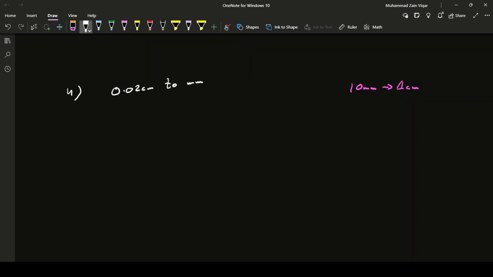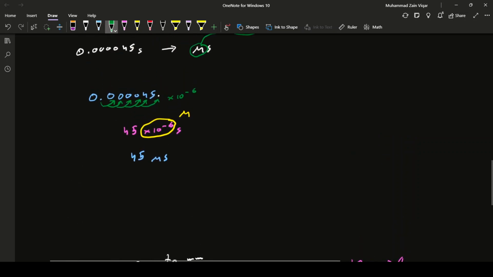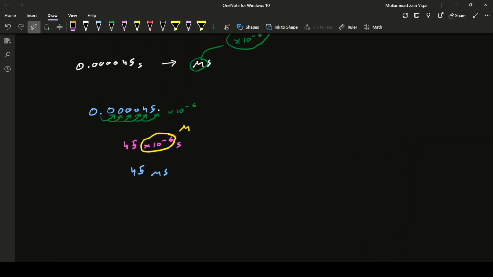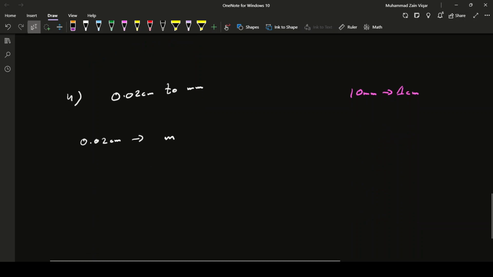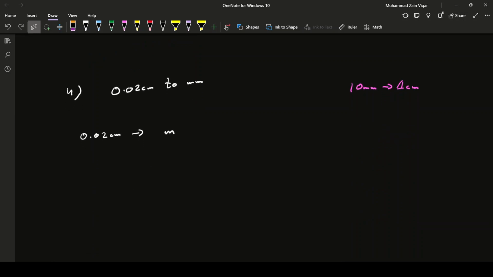Or the other proper method would be to first convert 0.02 centimeters to meters. How would we convert this into meters? That's the question. So we would reverse the process we were doing above. Above we were turning it into its notation and then replacing the times 10 to the power of whatever with the symbol. This time we'd be replacing the symbol with the power.